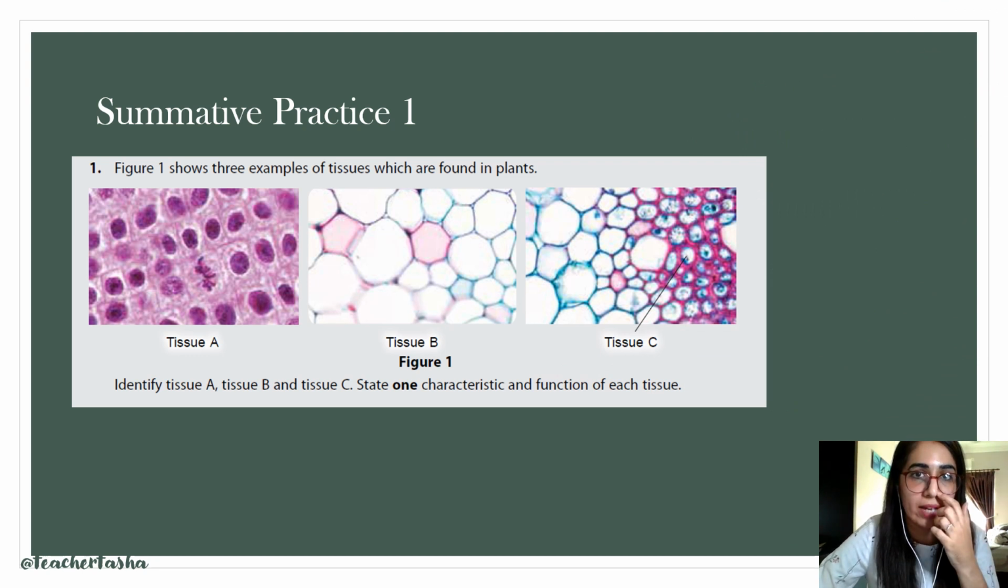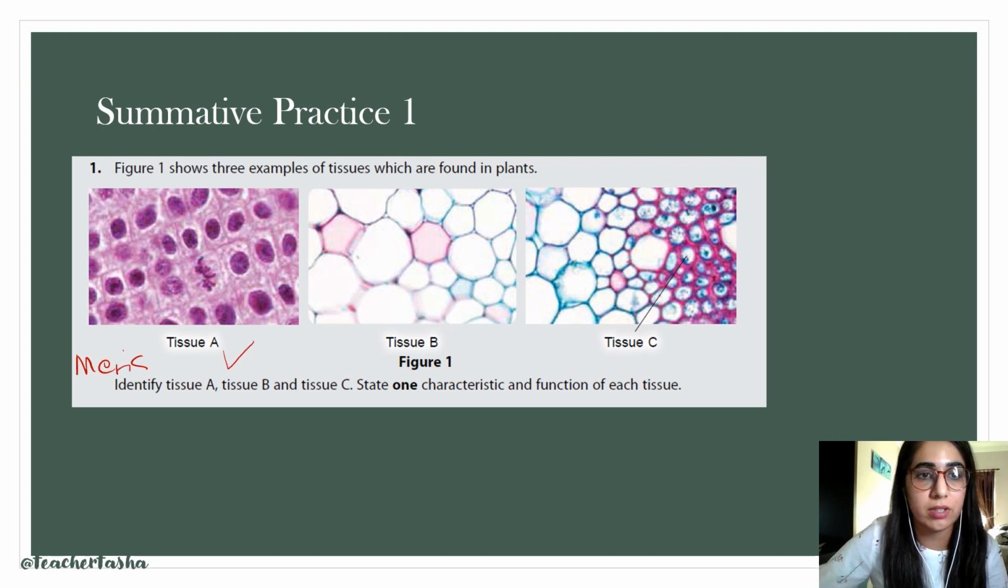All right, so we have summative practice here from your textbook. Figure 1 shows 3 examples of tissue which are found in plants. We have to identify tissue A, B, and C and state one characteristic and function of each tissue. Tissue A given here, of course, is not a ground tissue. This is actually a meristematic tissue. They are growing, so we will ignore this for now because we haven't learned it yet. We will learn it in the next chapter. So let's look at tissue B and tissue C.